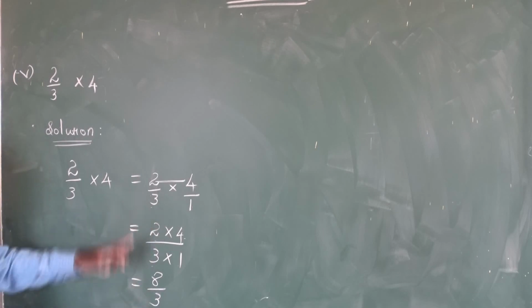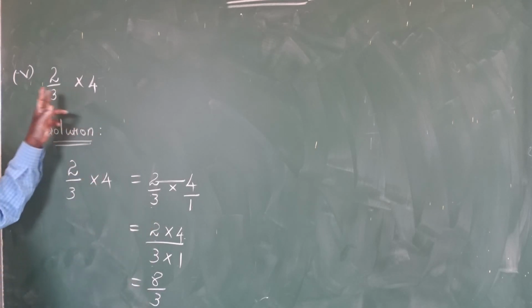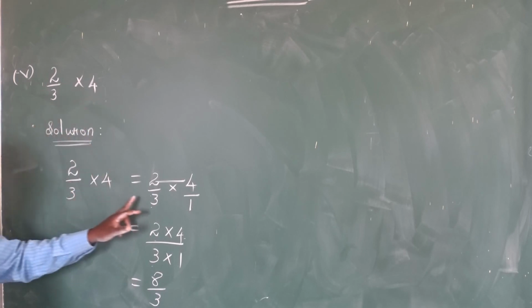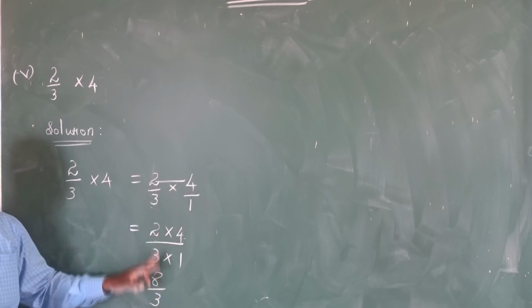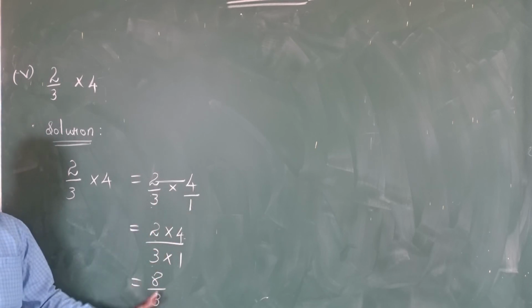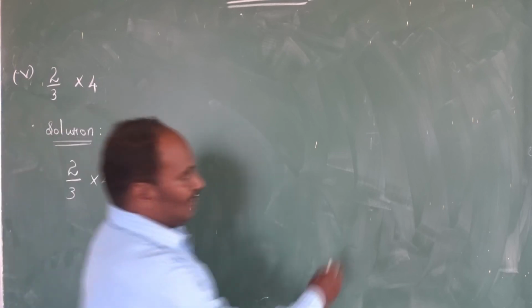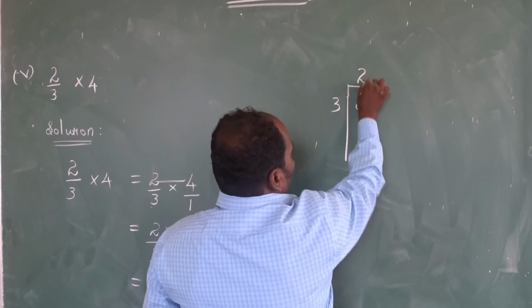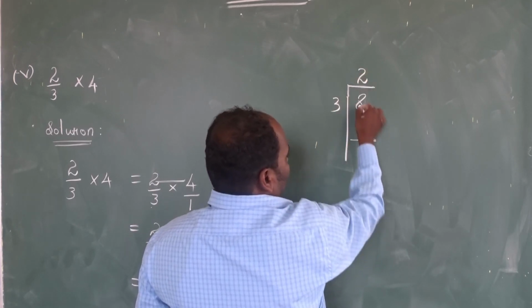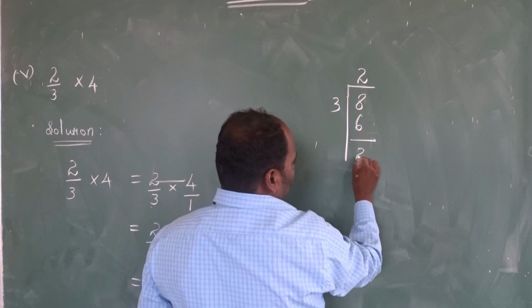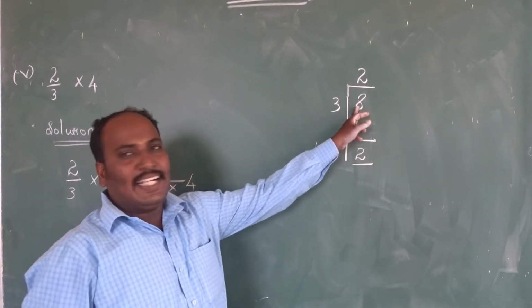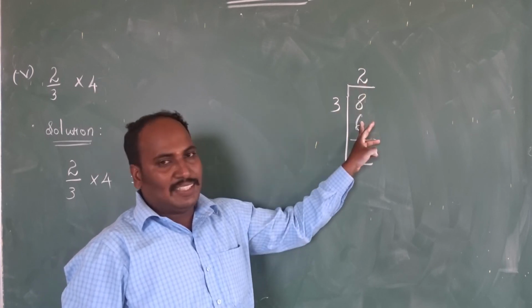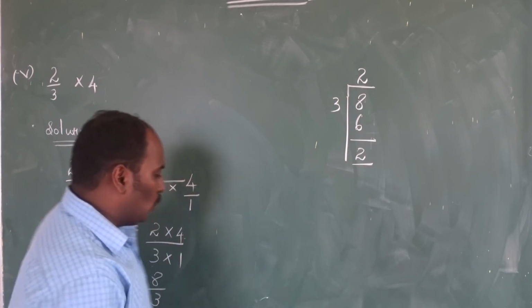Our answer is 8 by 3. We multiplied two terms, 2 by 3 times 4, which is 2 fours are 8 over 3 times 1, which is 3. 8 divided by 3. 2 threes are 6. 8 minus 6 is equal to 2.